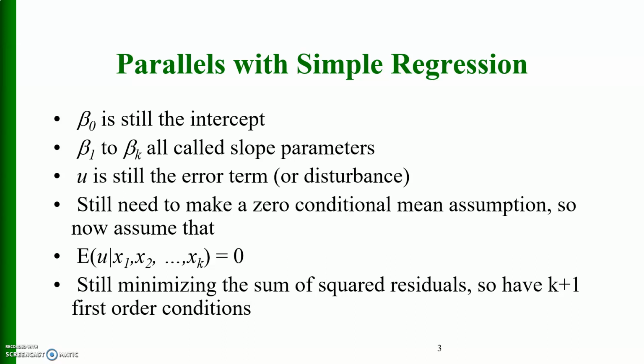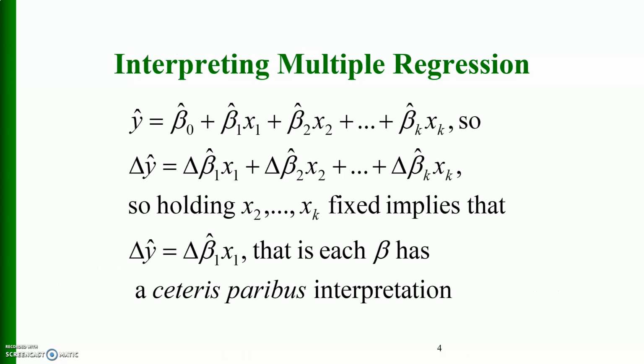Beta naught is still the intercept. Beta 1 up to beta k are called slope parameters. Ui is the error term. We still need to make a zero conditional mean assumption, so now assume that the expected value of u given x1 up to xk equals 0, and we still need to minimize the sum of squared residuals, so we have k plus 1 first order conditions.